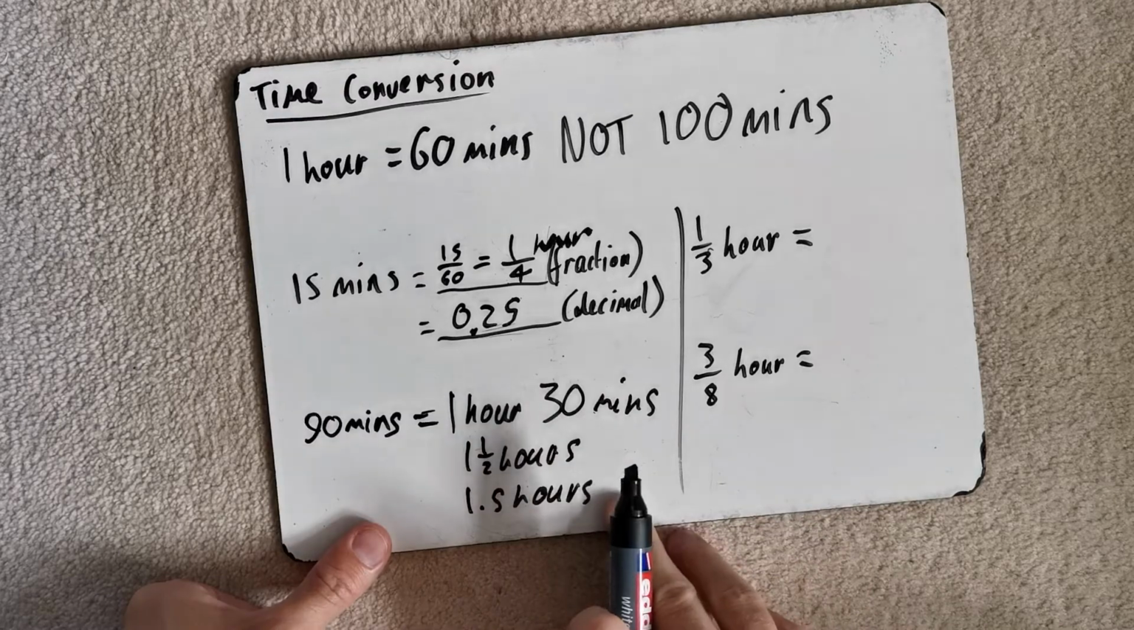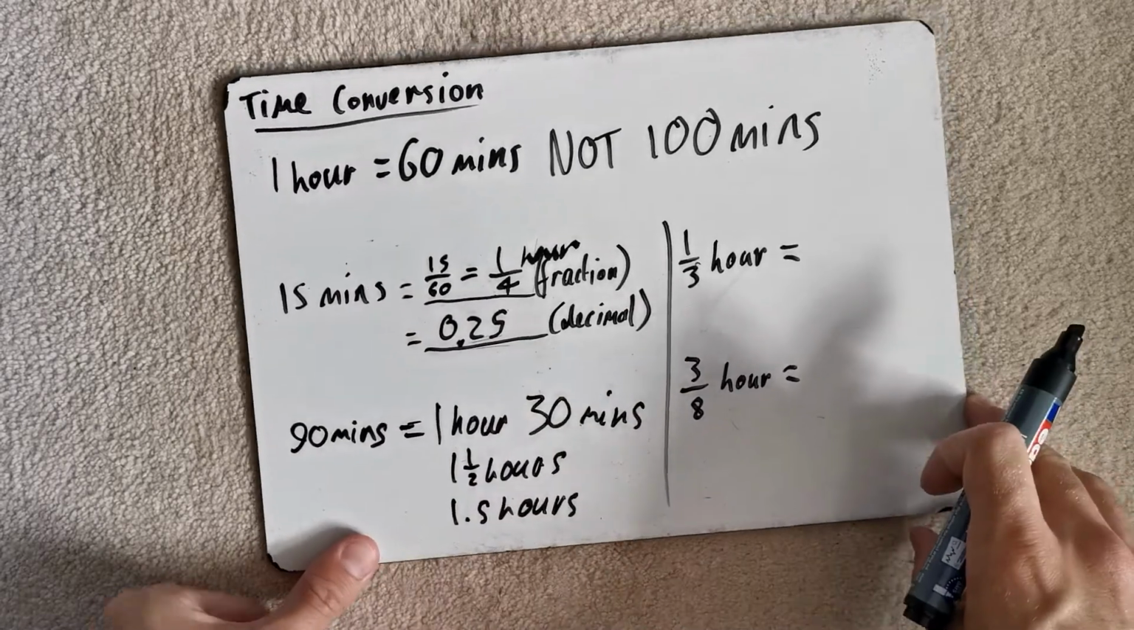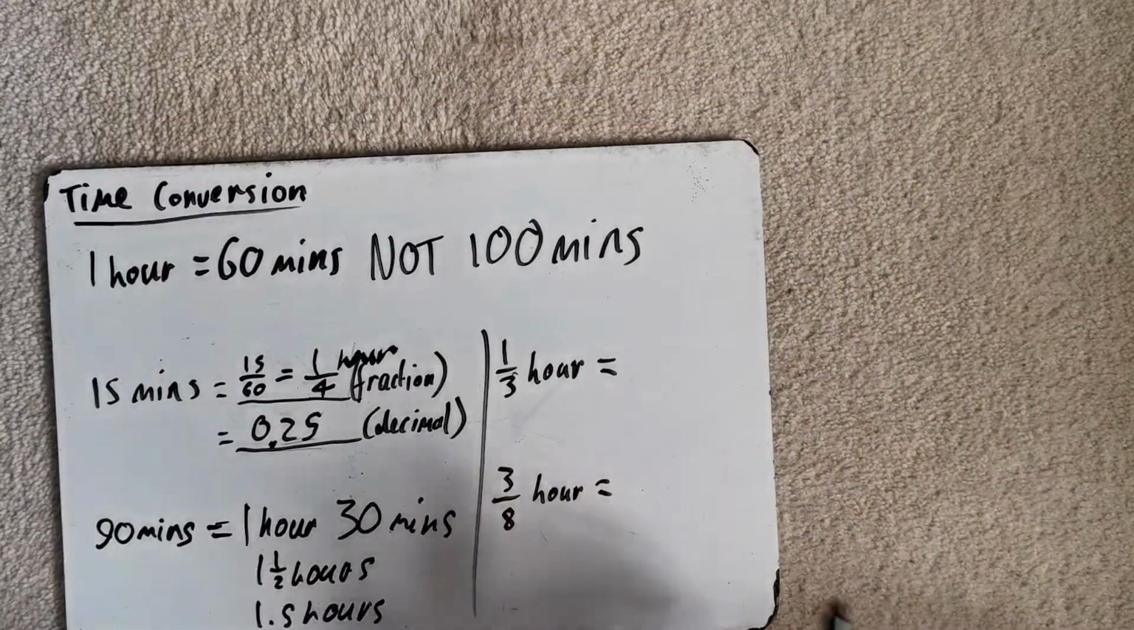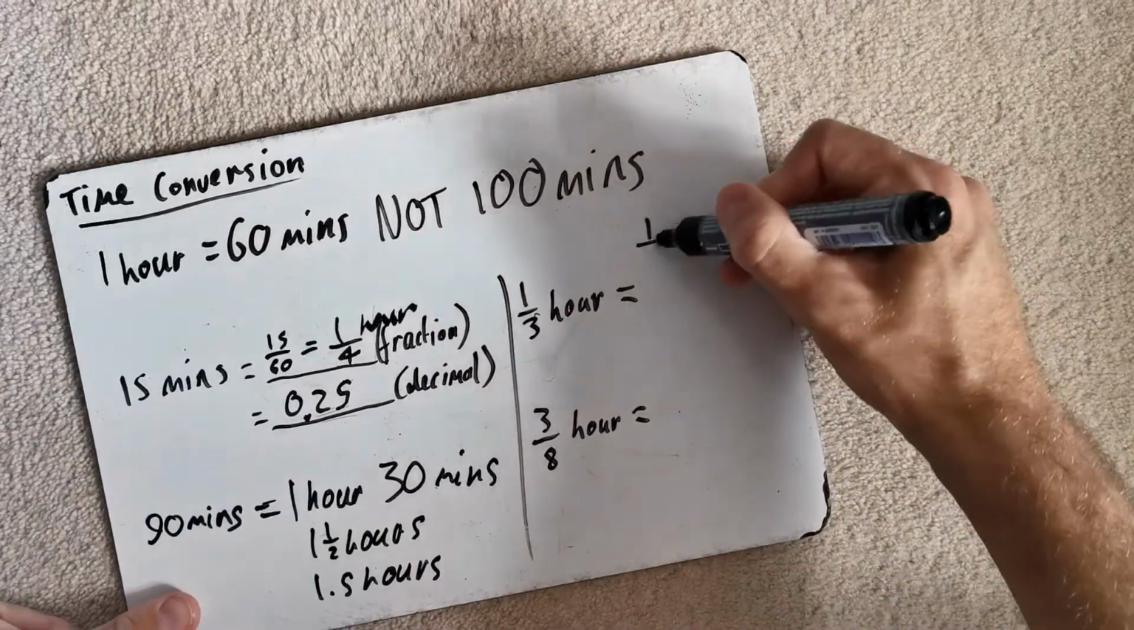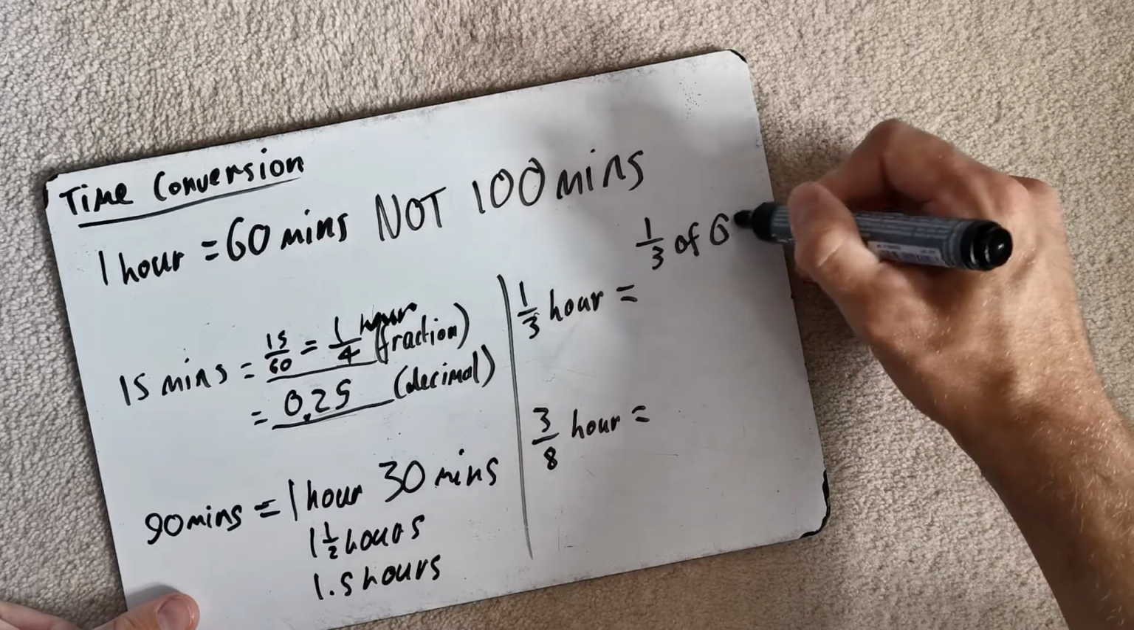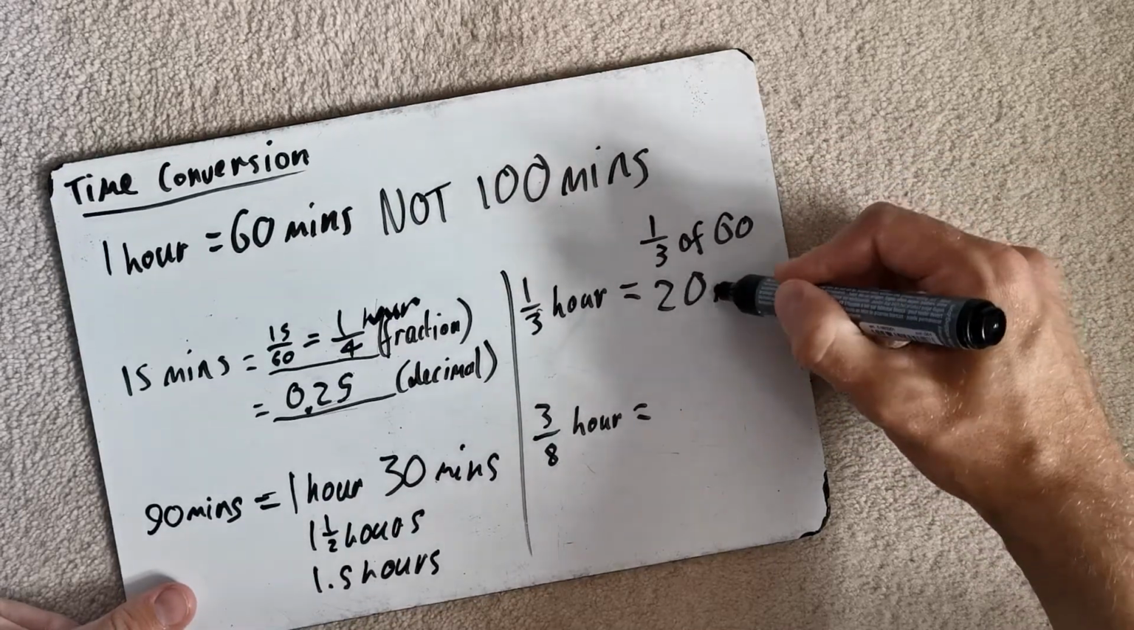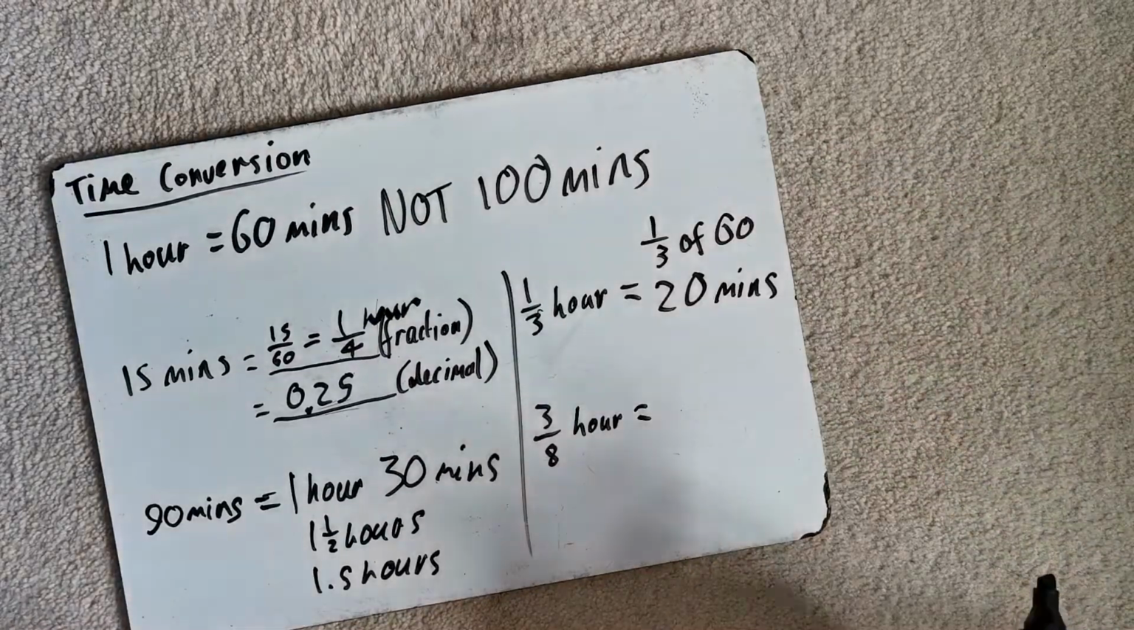Okay, pretty relevant for when we're doing speed calculations. Okay, a third of an hour, of course, that is a third of 60. So 1/3 of 60 will, of course, be 20 minutes.